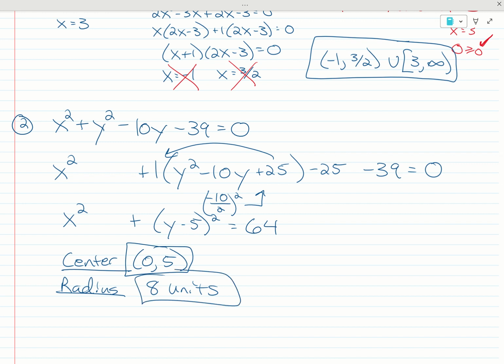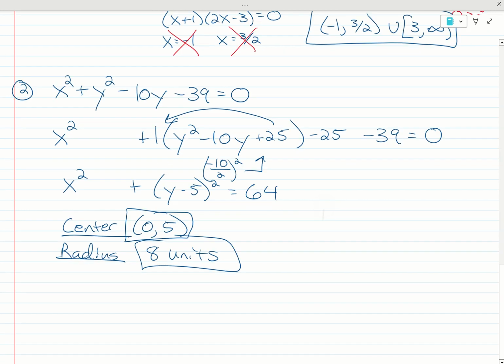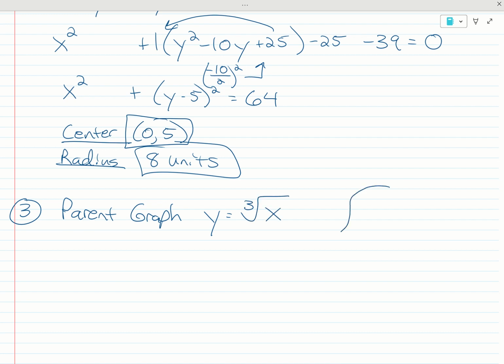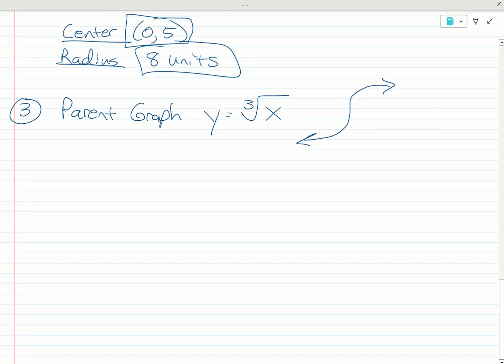Okay, moving to the next problem. Let's look at the parent graph of y is equal to the cubed root of x, we know the parent graph generally looks like this. It looks like it goes from left to right. So what I'm going to do is I'm going to make a few changes, and I'm going to ask you exactly what's happening here. So let's make 5 changes.